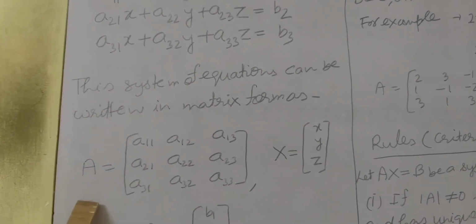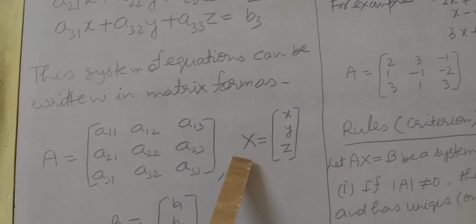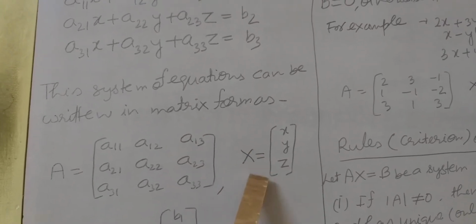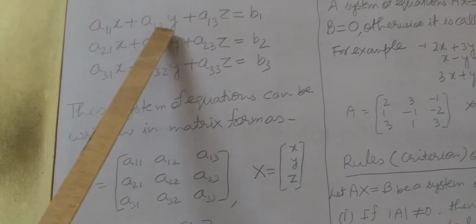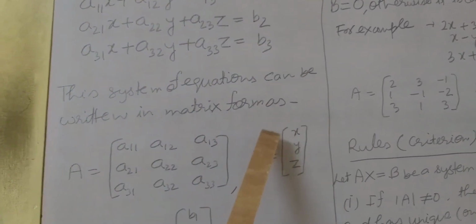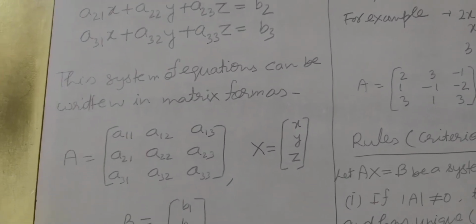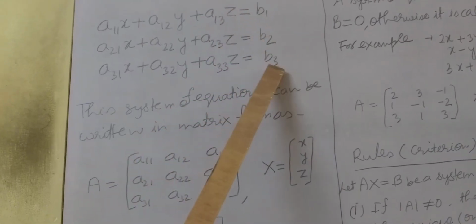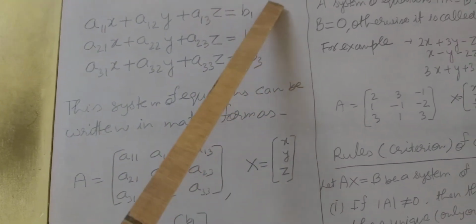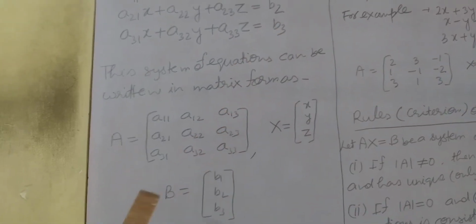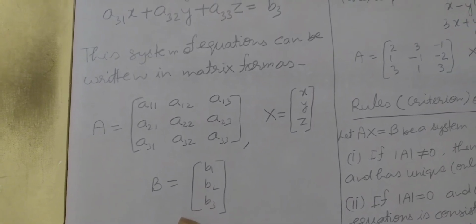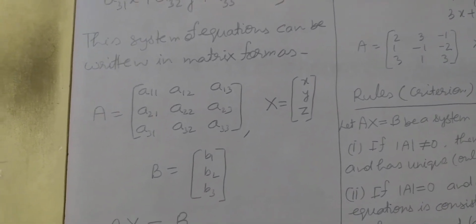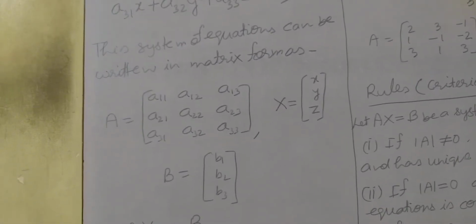It is A. Now students, we have to suppose X equals x, y, z. The variables, whose values we have to find out, we write in the form of a column. And for the constant terms b1, b2, b3, one matrix will be formed. Let it be B equals b1, b2, b3. Okay students, so these three matrices we have to form.